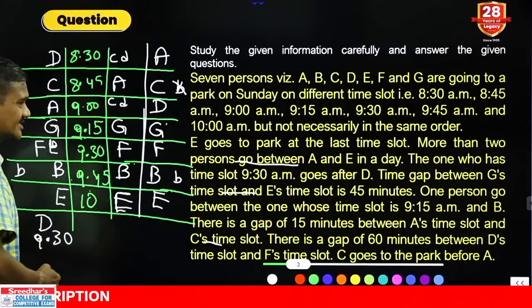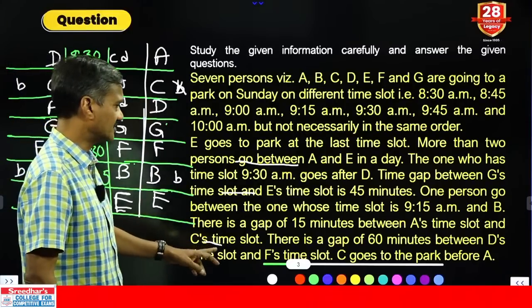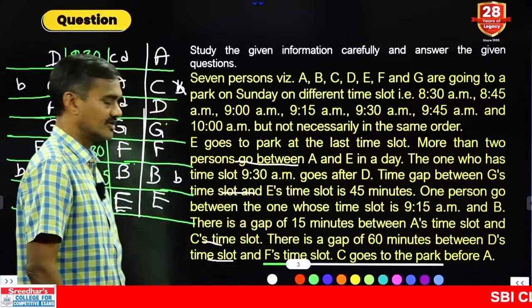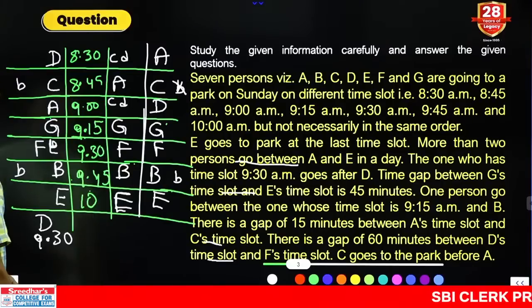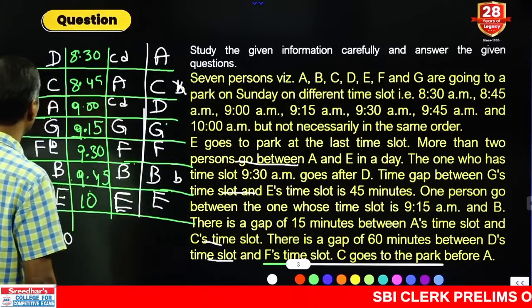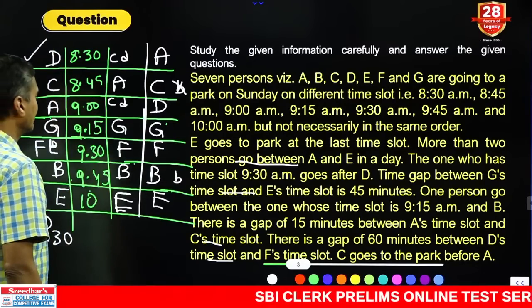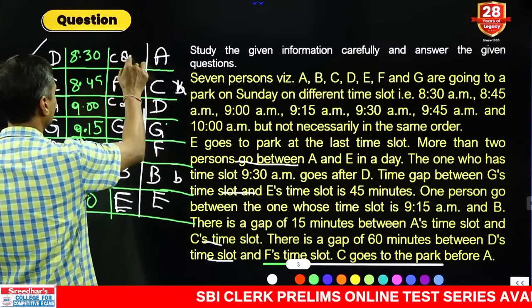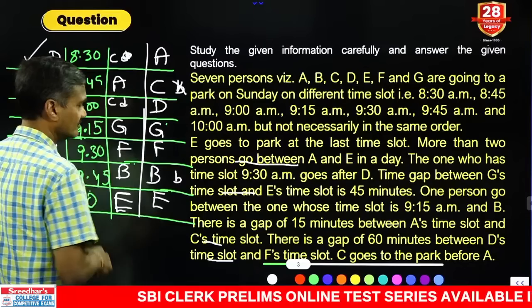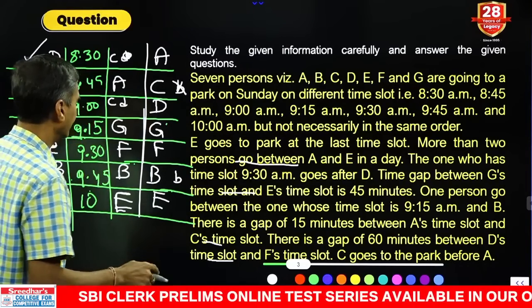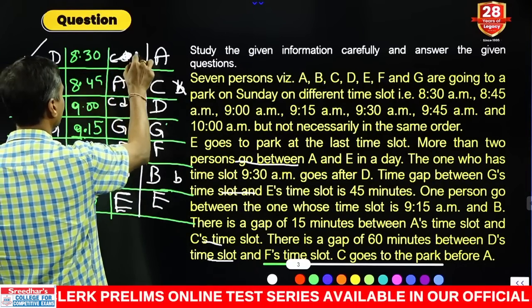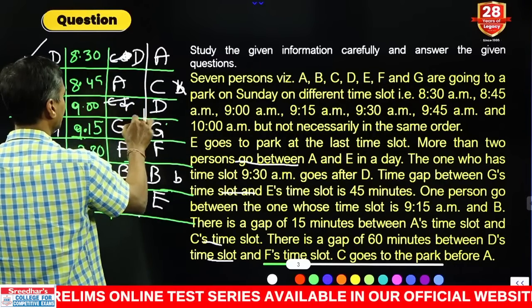Then there is a time gap of 60 minutes between D and F. Between D and F, exactly 1 hour gap. Now 8:30, 9:30, as this is valid. Now between D and F, this is 9:30, and which 2? D and F. Now F is here, hence D must be here. If D is here, C is here.